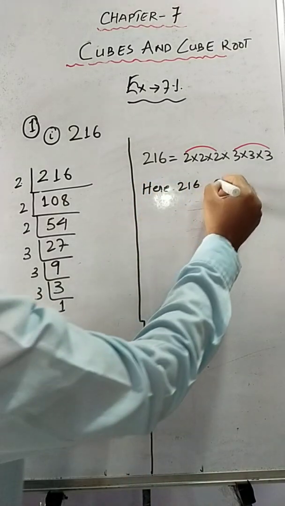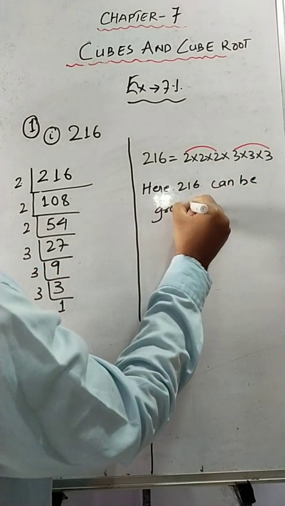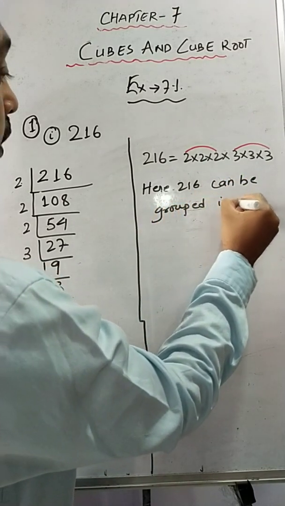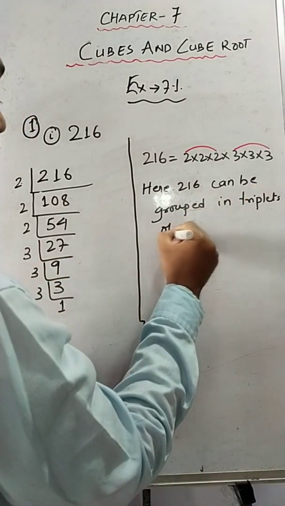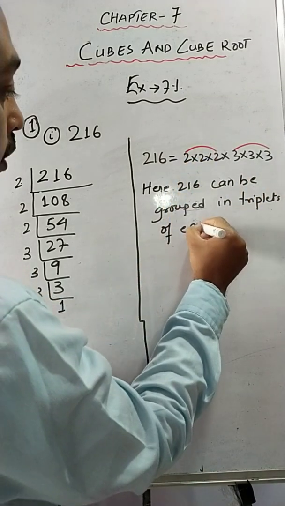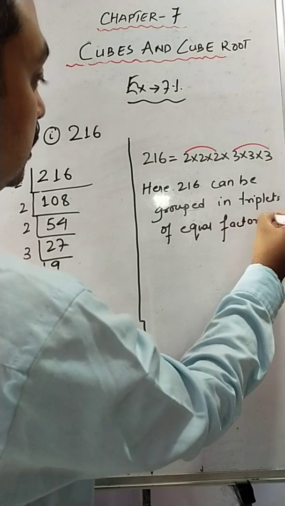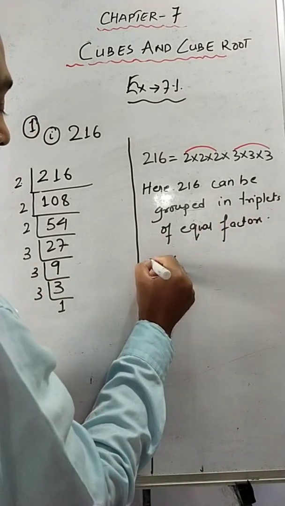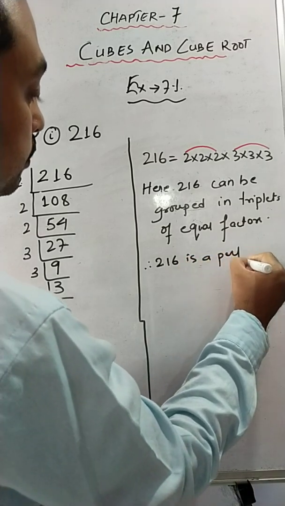So we'll say that 216 can be grouped in triplets of equal factors. 2, 2, 2 are all equal factors, isn't it? Therefore 216 is a perfect cube.